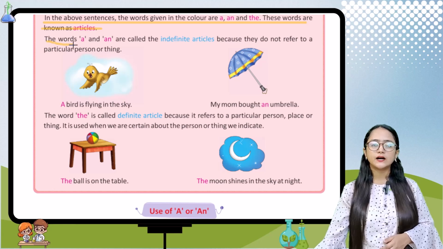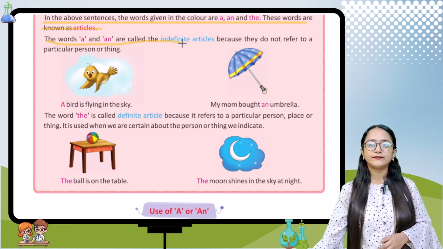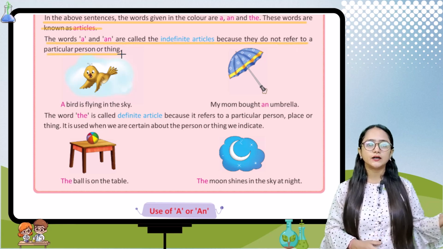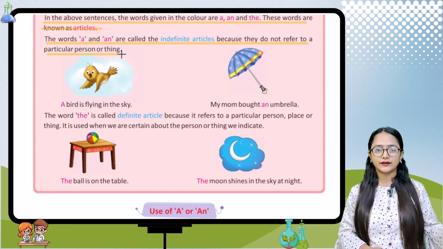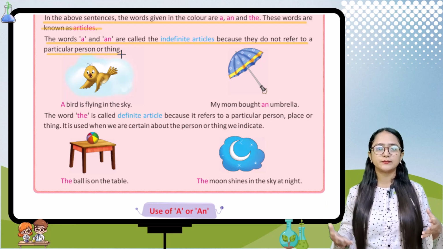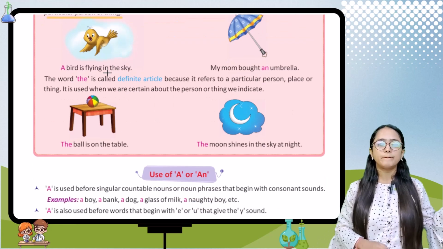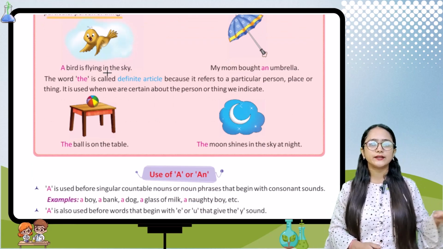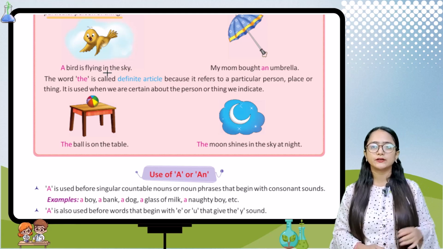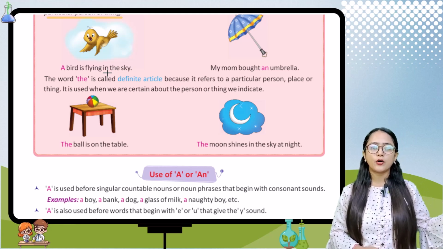The words a and an are called indefinite articles because they do not refer to a particular person or thing. They are indefinite articles because they are not telling about a particular person or thing. Like here you can see in the example, a bird is flying in the sky. It is not telling you about a particular animal or thing. Next one, my mom bought an umbrella.